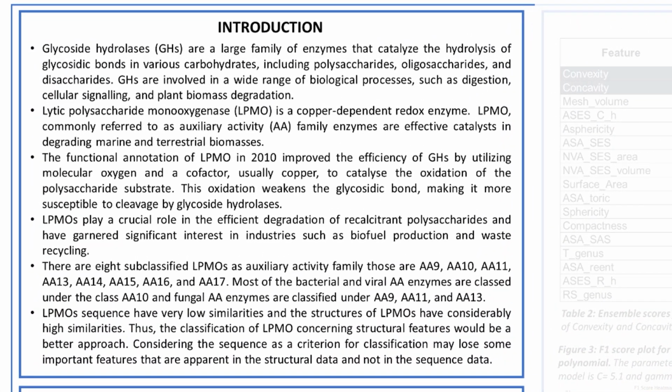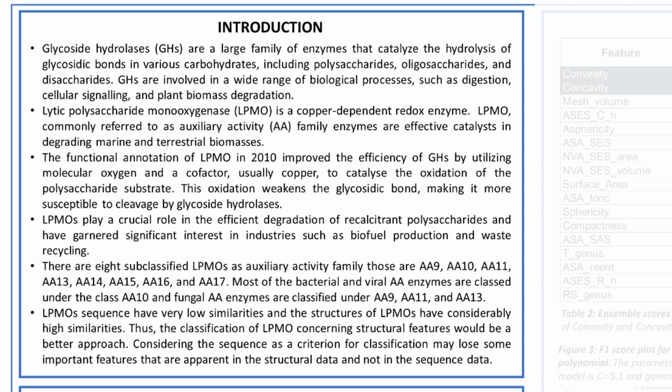Degradation of the plant biomass is an important goal in several applications. A mixture of biomass degradation enzymes is used in industries for this purpose. Conventional glycoside hydrolase enzymes fail to act on crystalline polysaccharides, but lytic polysaccharide monooxygenases can oxidatively cleave crystalline polysaccharides. Lytic polysaccharide monooxygenases are a family of enzymes that are copper dependent and oxidative in nature. These LPMOs are commonly known as auxiliary activity enzymes.